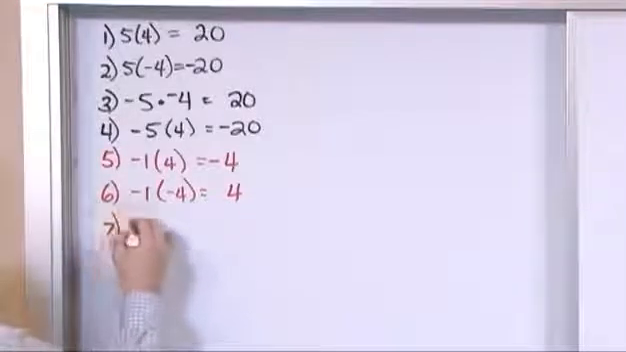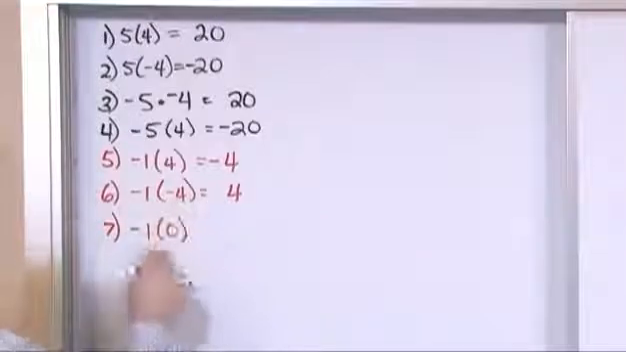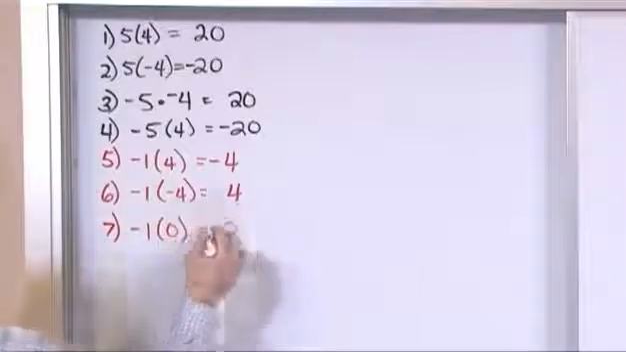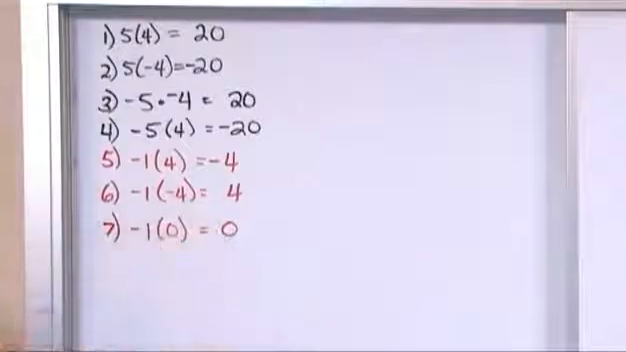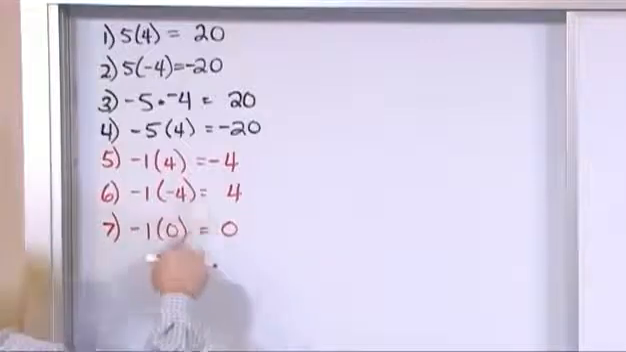So under number 7, we have negative 1 times 0. Well, anything times 0 is 0. So there's really no need to look at signs because 0 is right in the middle of the number line. It doesn't have a positive or negative at all. You never put a sign in front of 0.